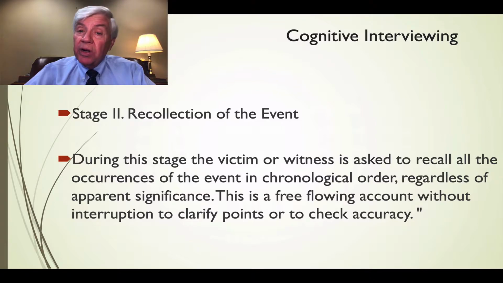Stage 2 is called recollection of the event. During this stage, the victim or witness is asked to recall all the occurrences of the event in chronological order, regardless of the significance of what happened. We don't want them to leave anything out. This is a free-flowing account without any interruption to clarify points or to check on accuracy of their statement.